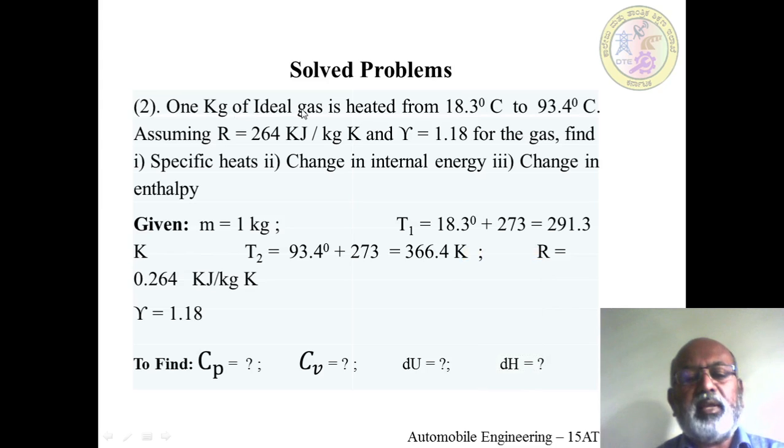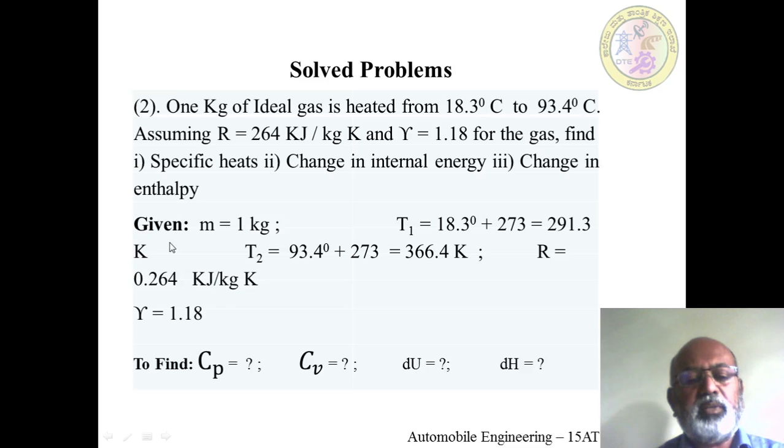1 kg of ideal gas is heated from 18.3 degrees Celsius to 93.4 degrees Celsius. Assuming R is equal to 0.264 kilojoules per kg Kelvin and gamma is equal to 1.18 for the gas, find the specific heats, that is both specific heat at constant pressure and specific heat at constant volume, the change in internal energy, dU, and the change in enthalpy. You have to find these.